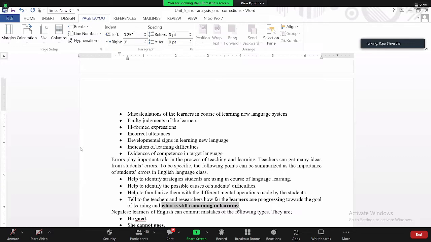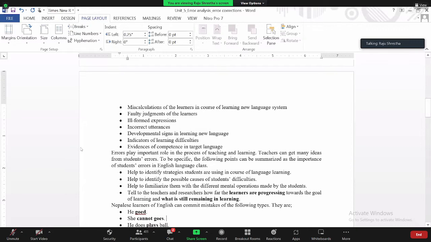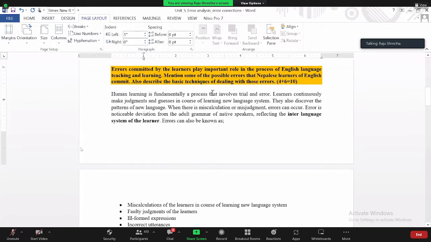This will be helpful to them. Accordingly, you can plan, design activities in everyday lesson. So this kind of benefits, advantages, teachers get from the errors produced by the learners. In this way, we can also understand. Now, some of the examples of errors, like, errors committed by the learners play important role in the process of English language teaching and learning.